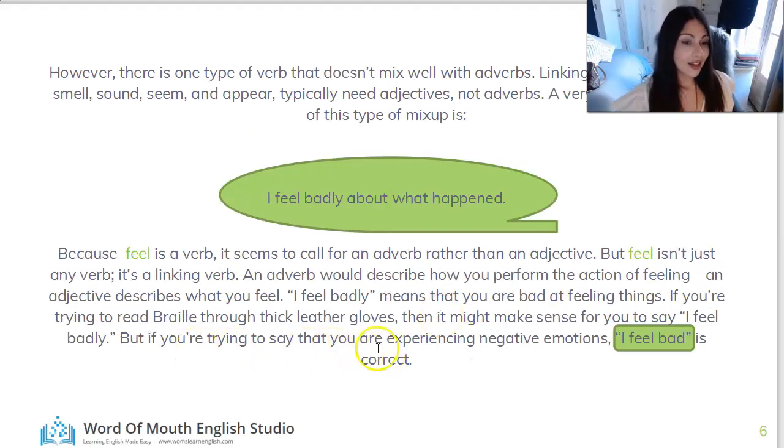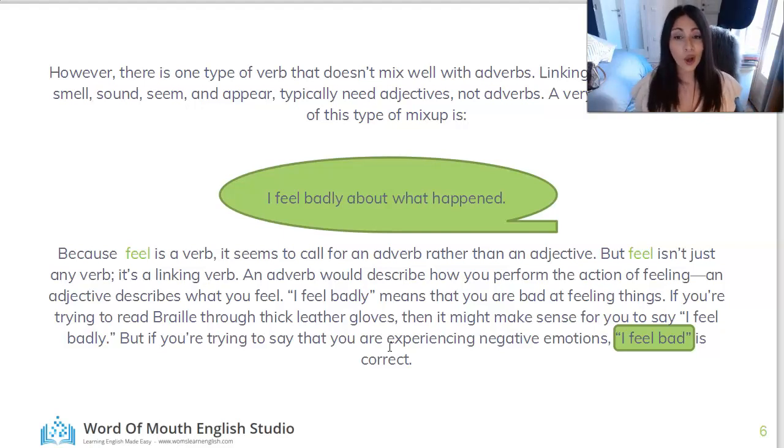Right, so now there is one type of verb you need to be careful of, because this type of verb we're going to be talking about doesn't mix well with adverbs. And that kind of verb is called a linking verb. I'll give you a few examples of linking verbs. Verbs such as feel, smell, sound, seem, and appear. Okay, they usually need adjectives. They don't need adverbs, so they are very different to other verbs, as we will see.